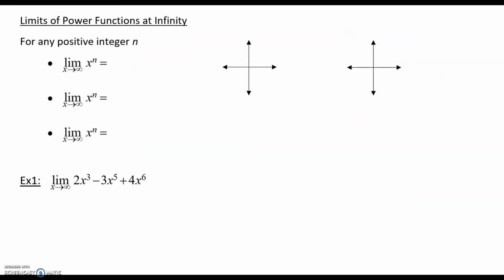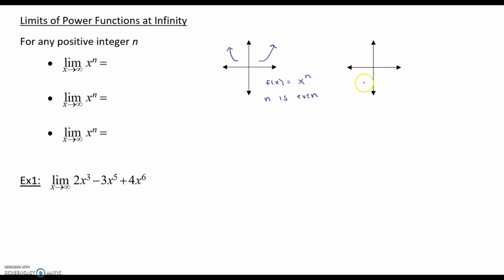So limits of power functions with infinity is what we're going to talk about next, super fast. For any positive integer n. Before we talk about this part, I want us to remember when you have a polynomial going up, up. If this is f of x equals x to some n power, and the graph is going up, up, remember that means n is even.